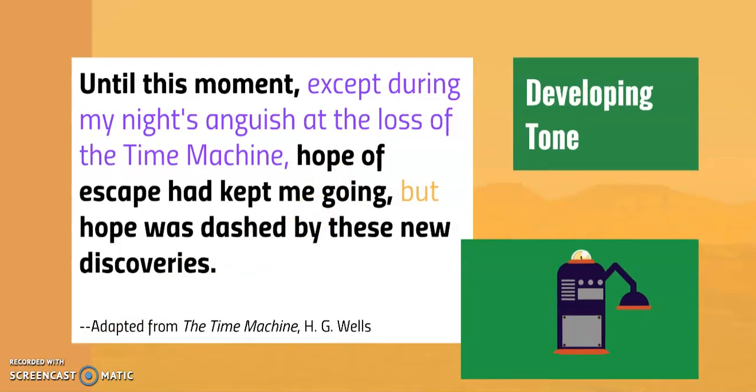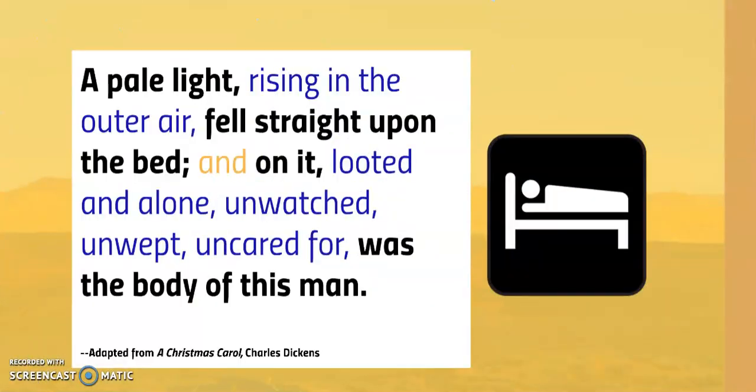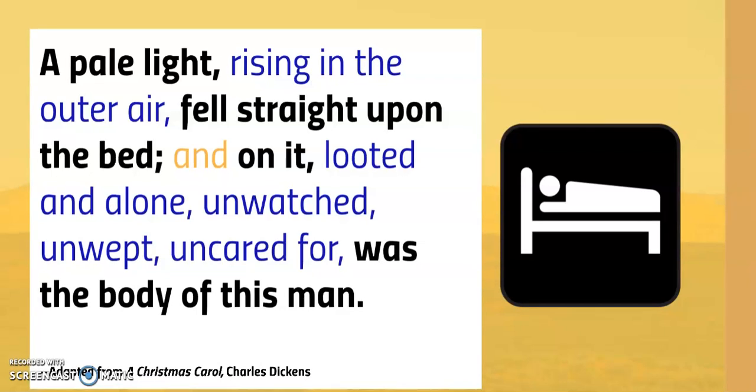In our final example, we're going to look at how the author emphasises his ideas as opposed to the ideas of a character in a story. Here, Scrooge is looking at a dead body on a bed. The reader knows that the body is Scrooge, but Scrooge doesn't. A pale light rising in the outer air fell straight upon the bed, and on it, looted and alone, unwatched, unwept, uncared for, was the body of this man.